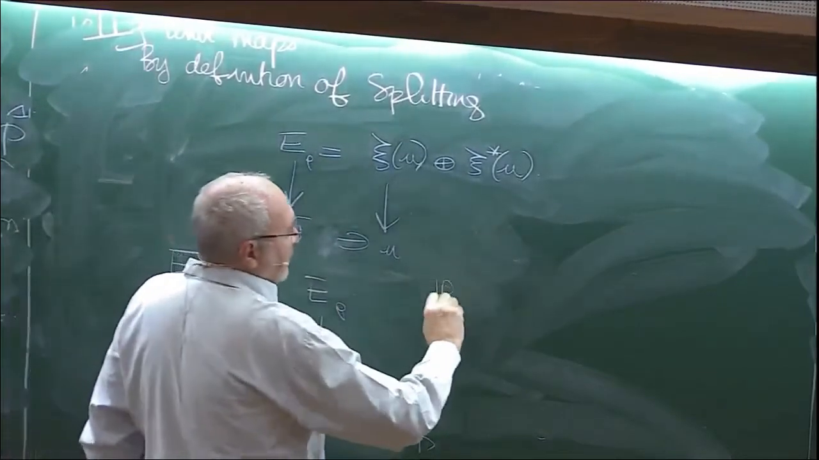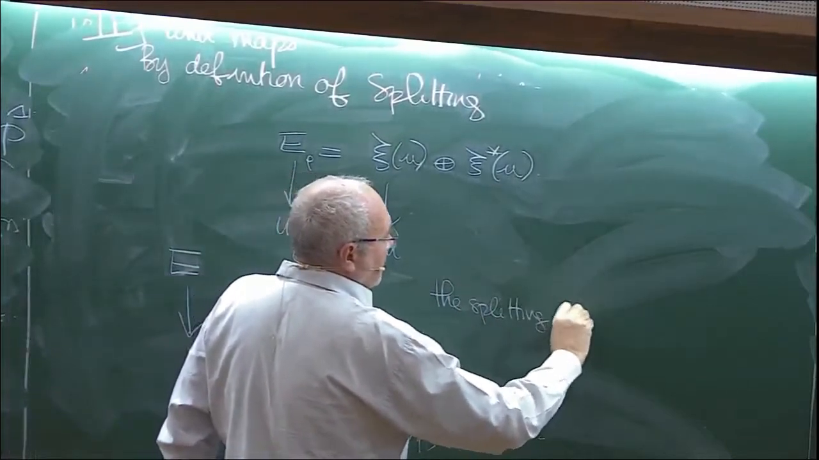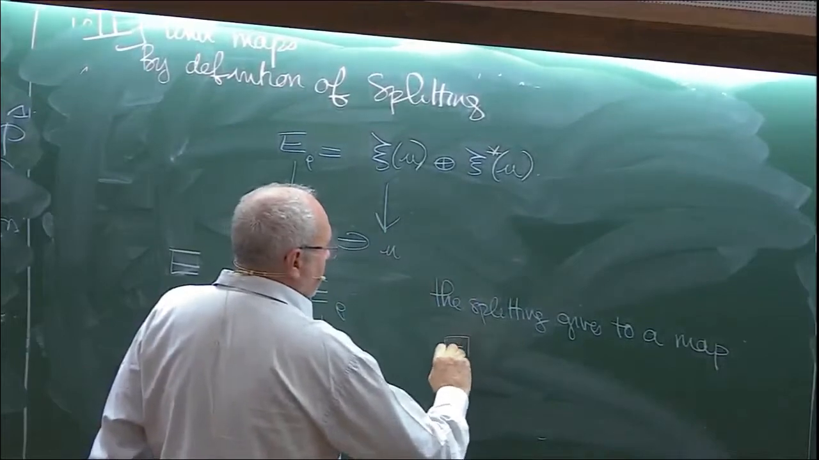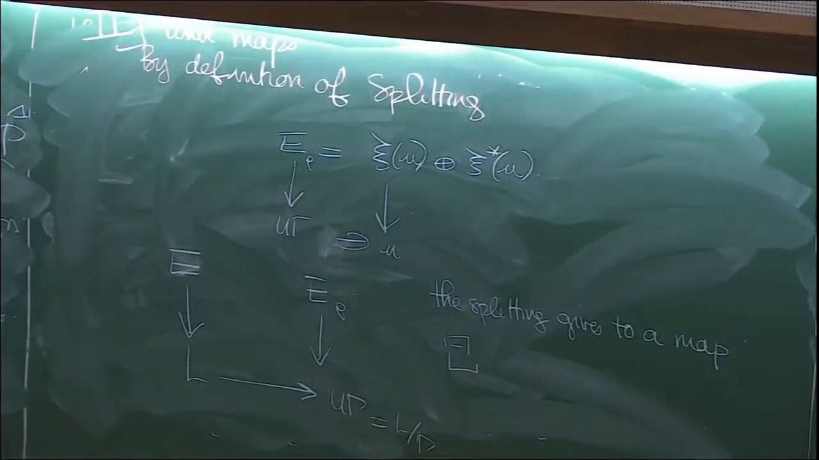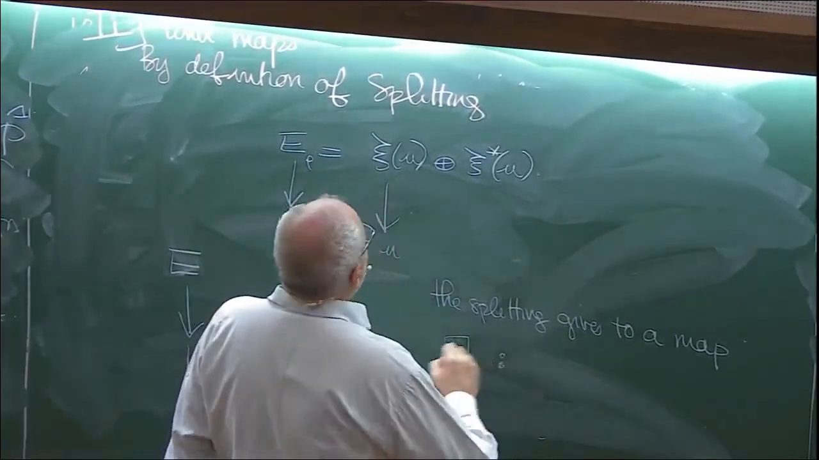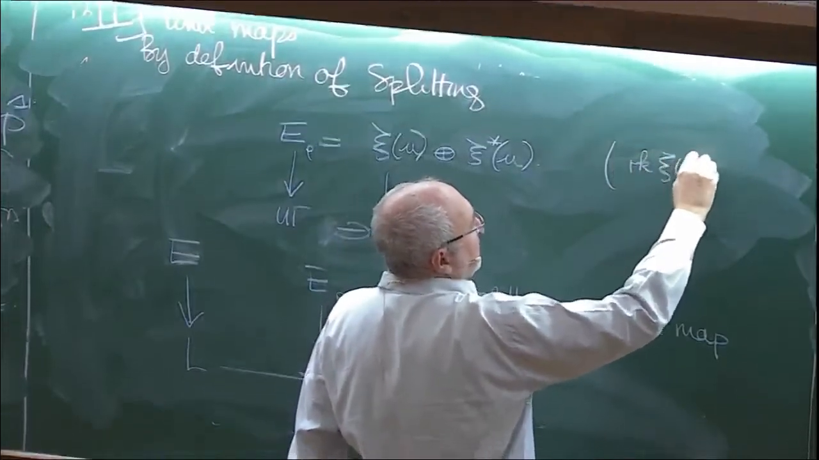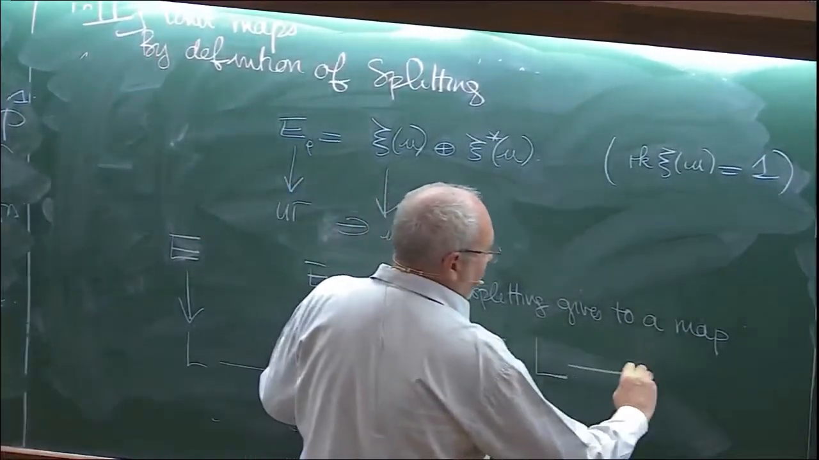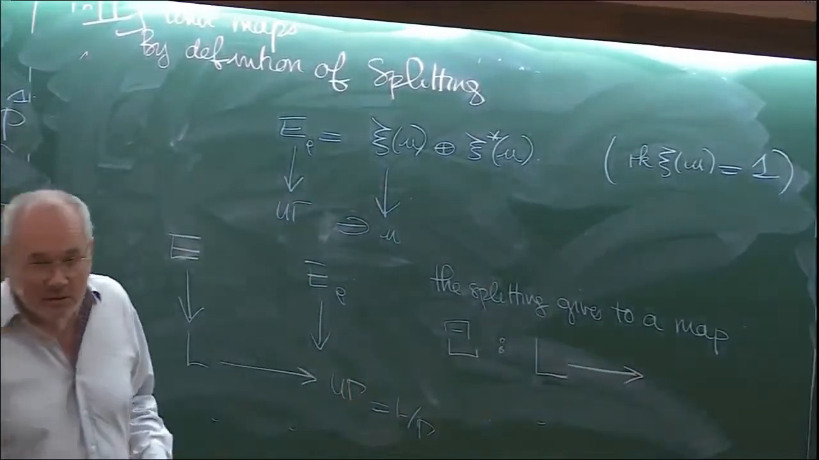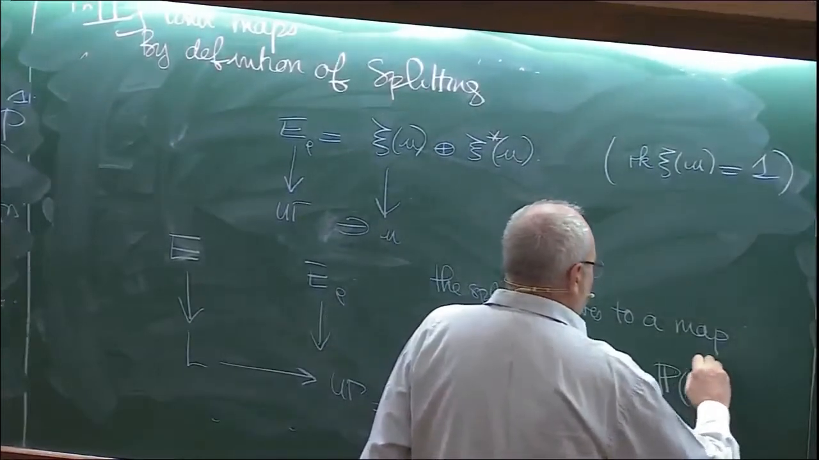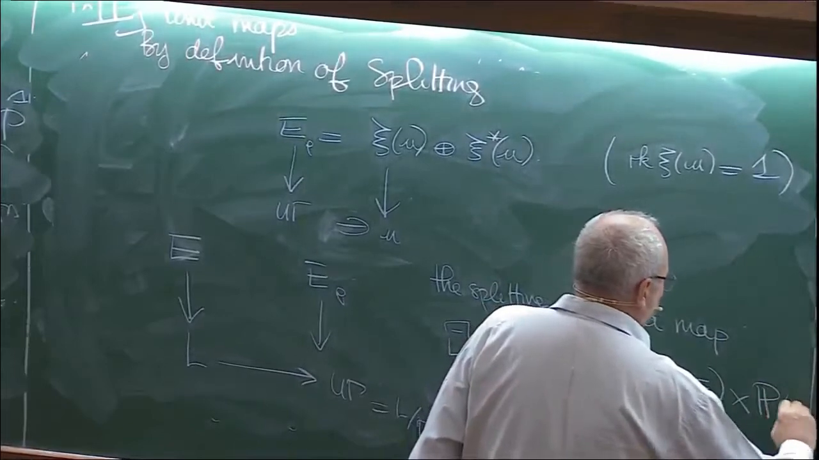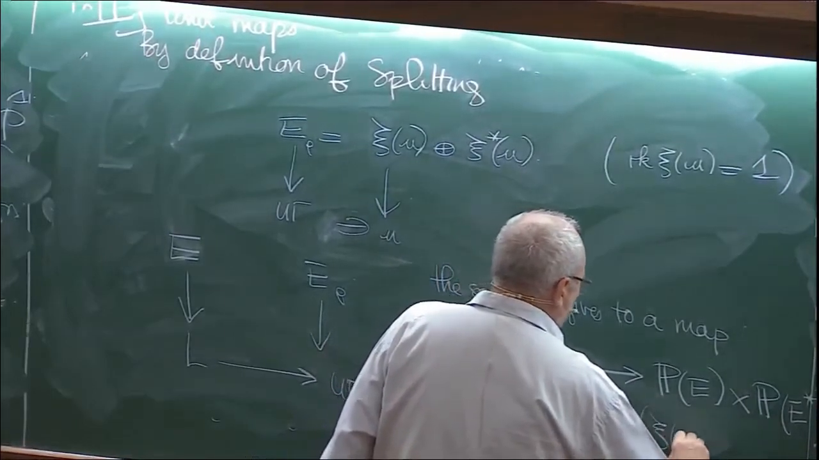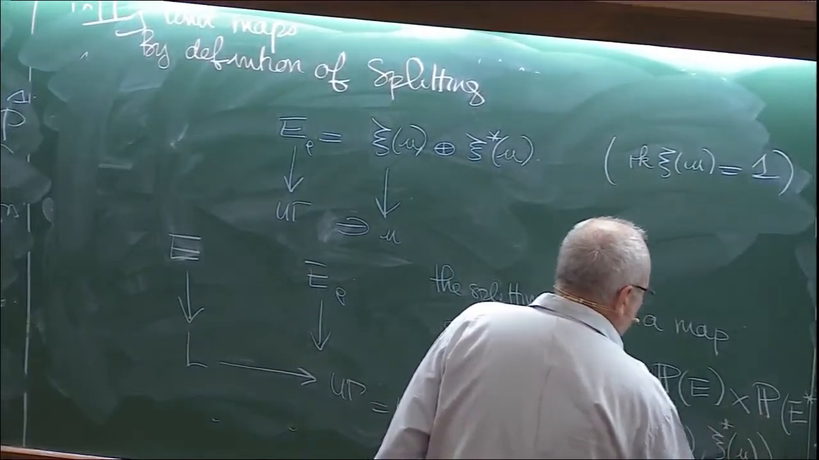So the splitting gives rise to a map Xi, where the rank of Xi is equal to 1, right? This is just to avoid complication. So what is this map? It's a map from L to the space of splittings. So the space of splittings is P of E. Actually, it's contained in the space of P of E cross P of E star. And this map sends a point U to Xi of U and Xi star of U, right?